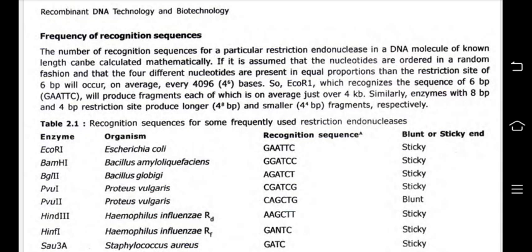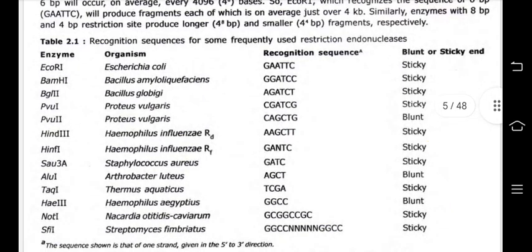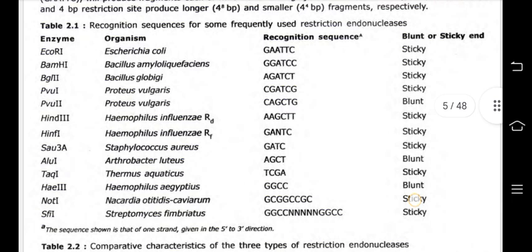So an enzyme which recognizes a sequence of 6 base pairs will produce fragments, each of which is on average just over 4 kb. Similarly, enzymes with 8 bp and 4 bp restriction sites produce longer 4^8 bp and smaller 4^4 bp fragments respectively. And we can predict the sequence shown at one strand given the 5' to 3' direction and the blunt end or sticky end at the end.